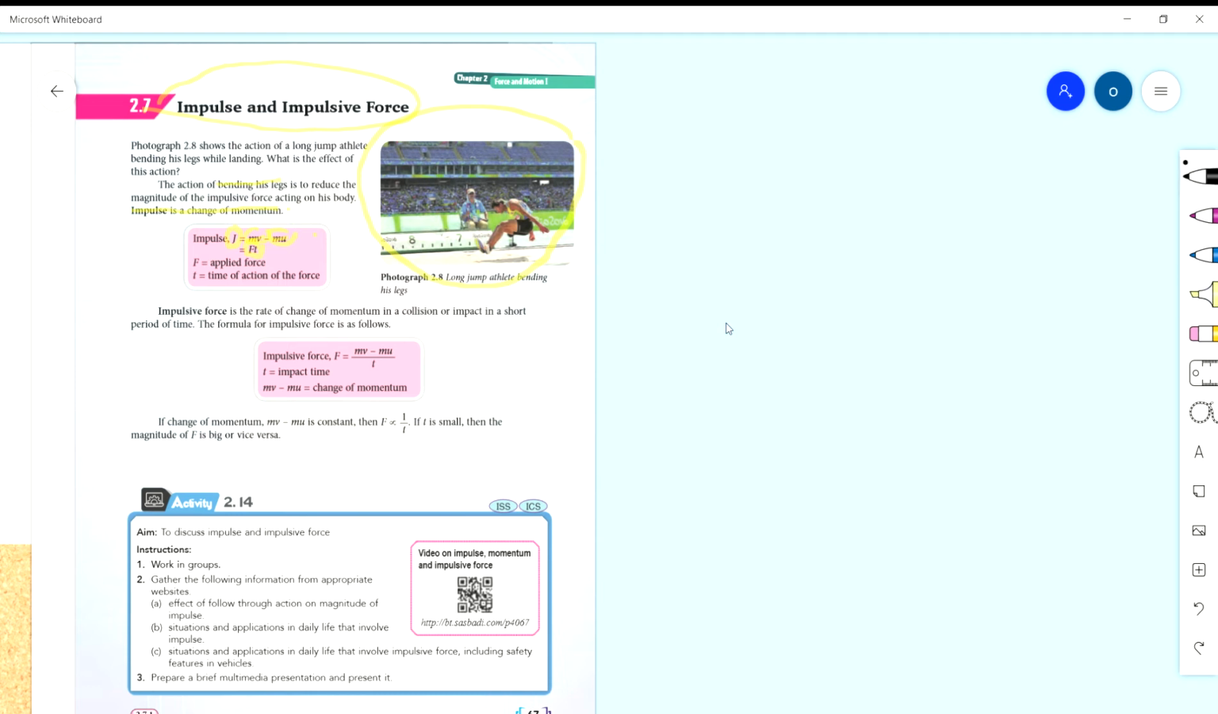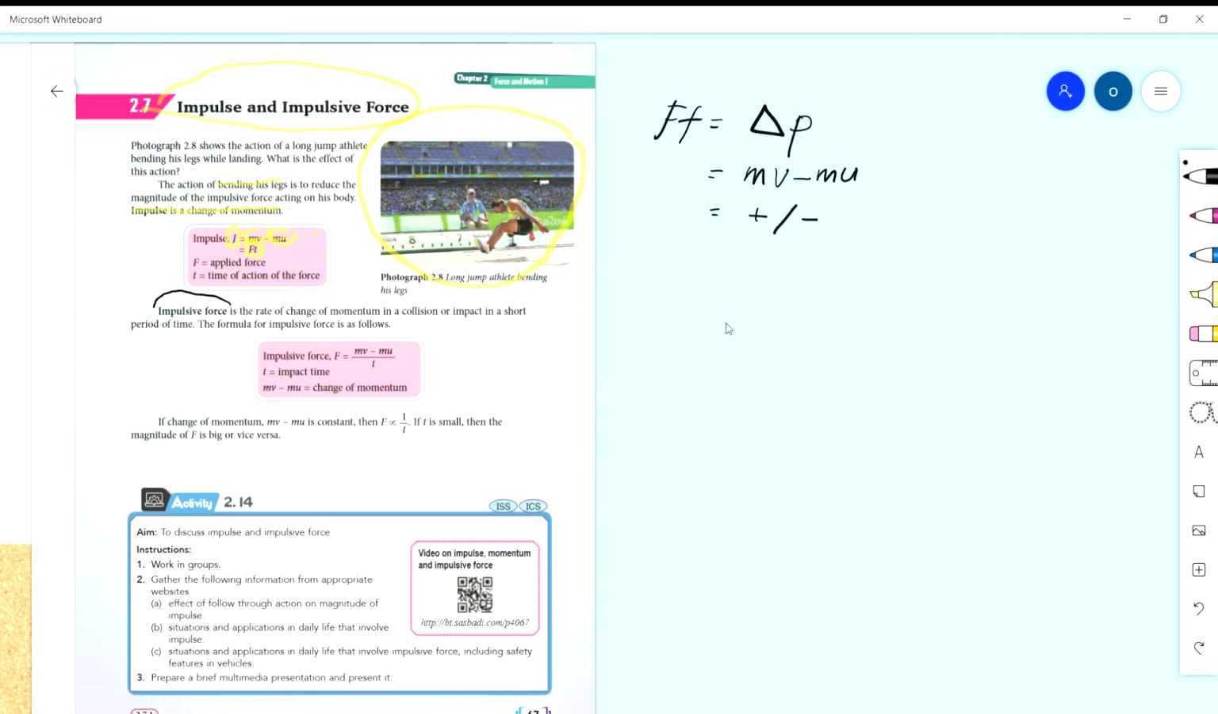Again, so impulse FT equal to change of momentum. Perubahan momentum means momentum akhir tolak momentum awal. Okay, you can get negative value. So boleh dapat nilai positif pun boleh, dapat nilai negatif pun boleh. Tak ada masalah. Sebab mungkin yang ni lebih laju daripada ini atau ini lebih laju daripada ini. Okay, so dapat positif atau negatif. Okay, then we have another one.